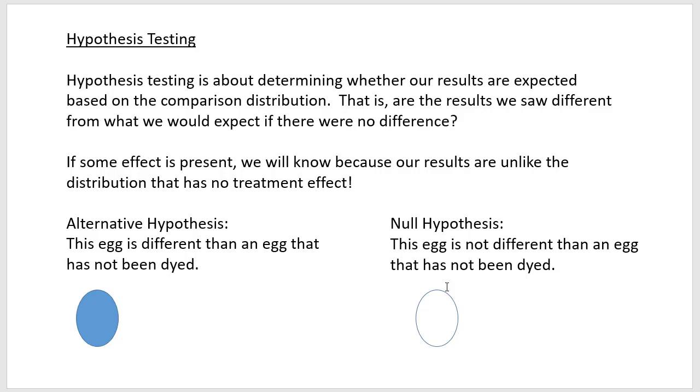It means that it's different than what we would expect if there were no effect or there were no difference. So, a blue egg is dyed. And we know that because it's different than the egg that is not dyed, the null hypothesis. The null hypothesis is related to the comparison distribution. The comparison distribution is a group that has no treatment to it.